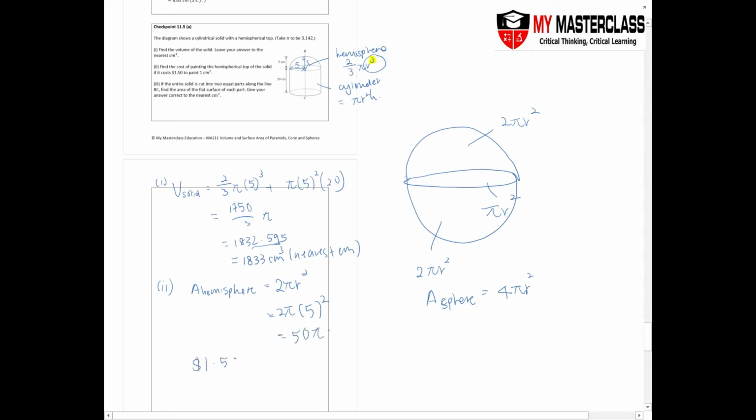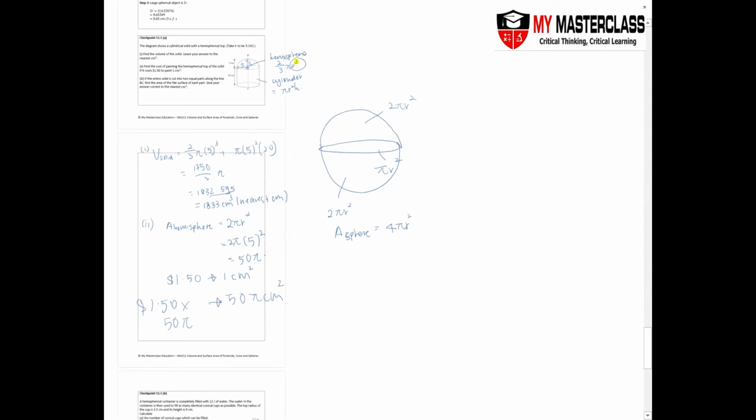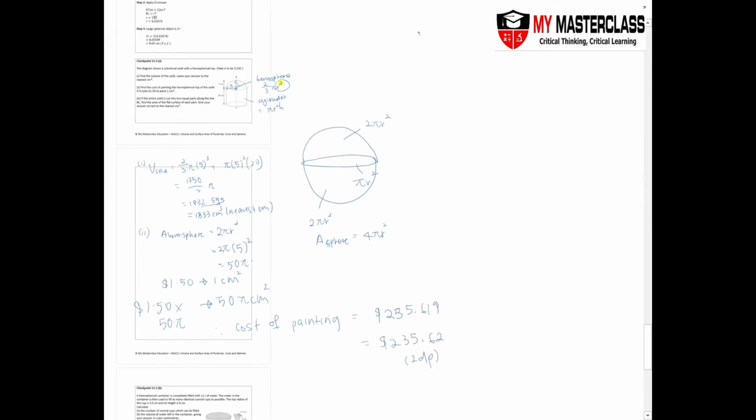So if $1.50 gives you 1 cm square, so 50 pi cm square would be 1.5 times 50 pi. Therefore, the cost of painting is equal to 235.619, which will give you 235.62, 2 dp.